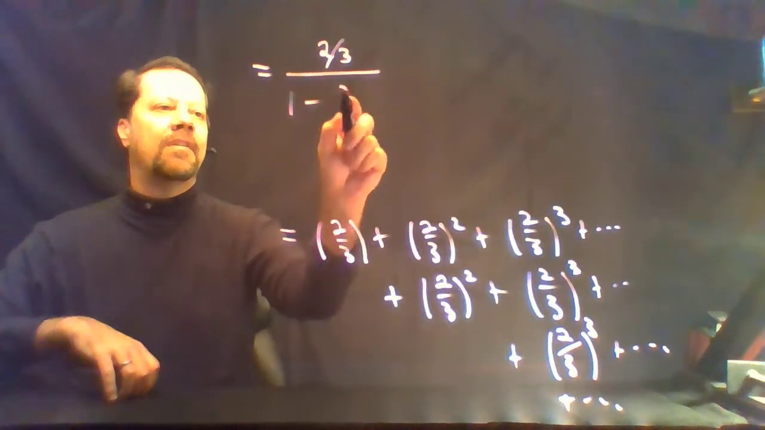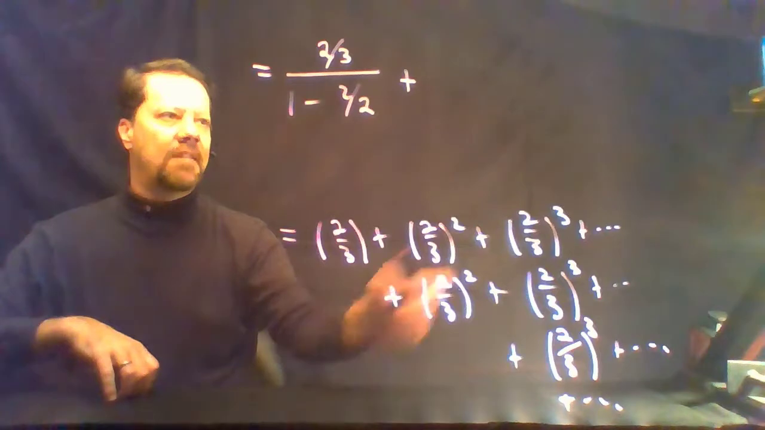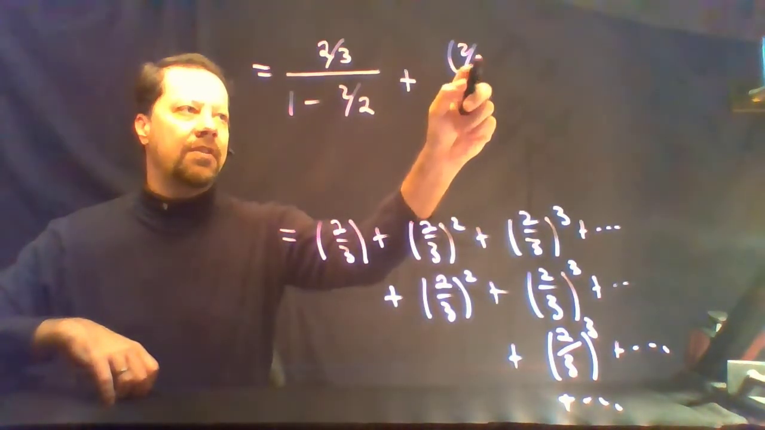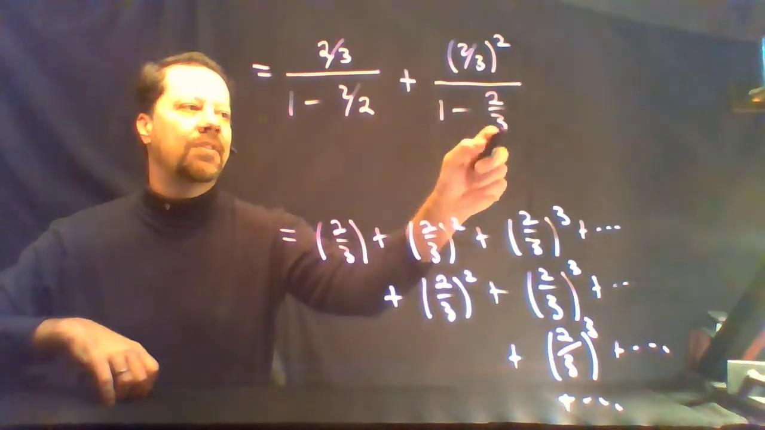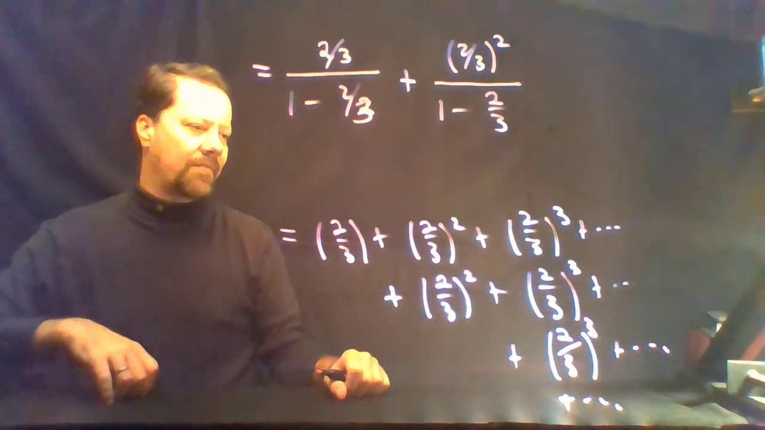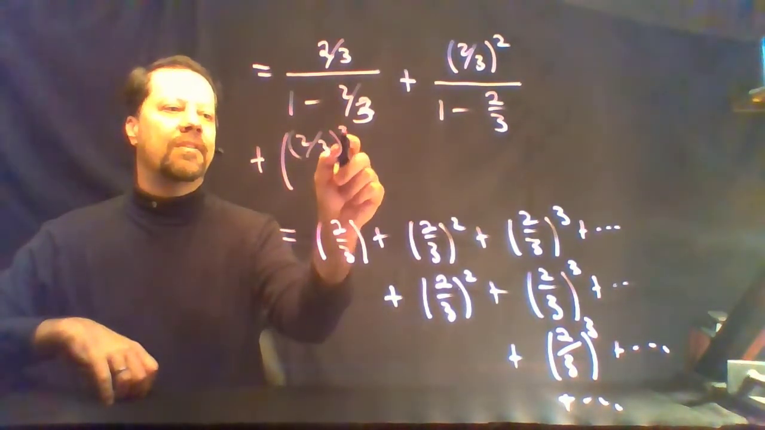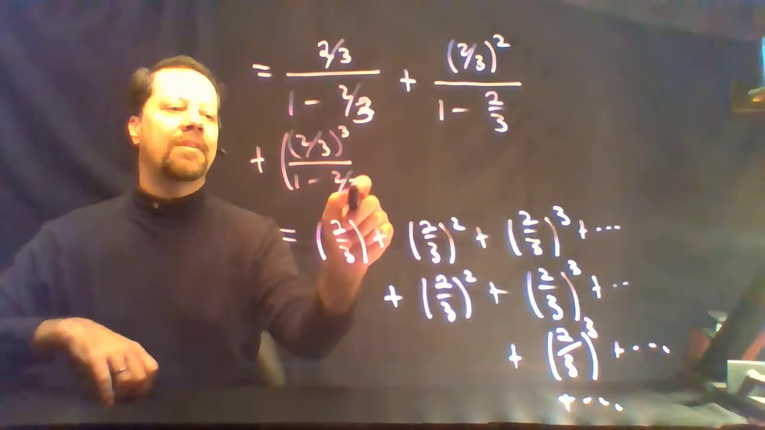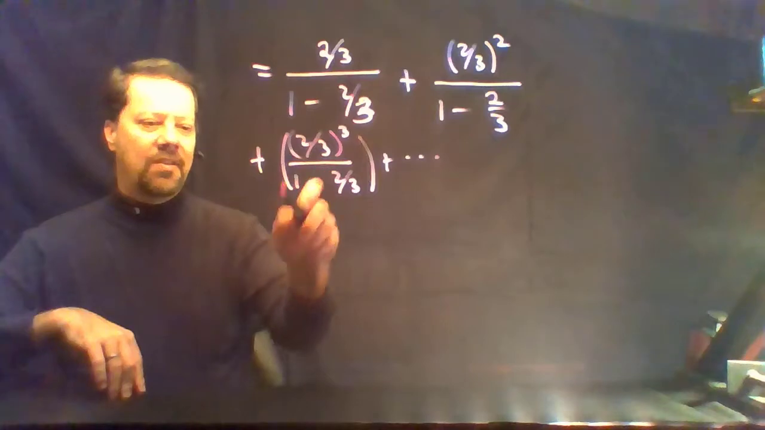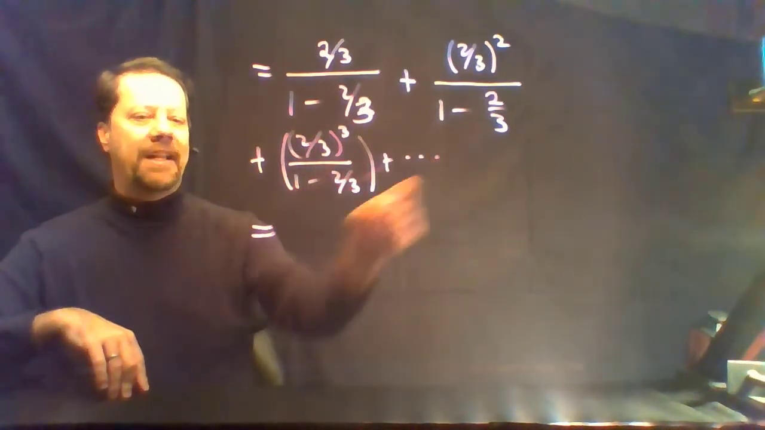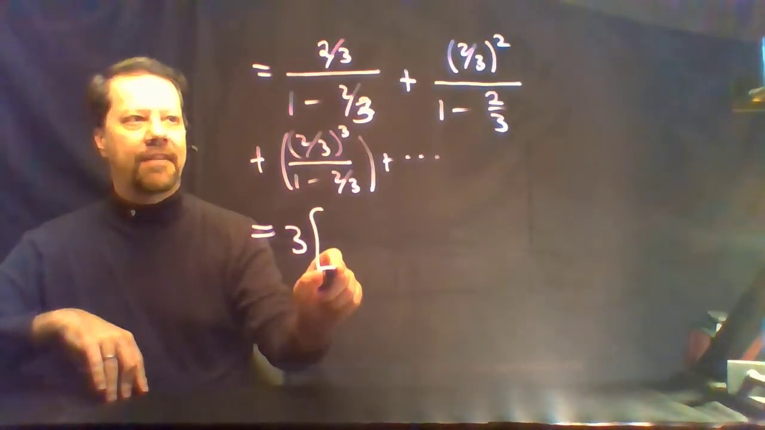2/3 over 1 minus 2/3. The second sum is the first term, 2/3 squared, over 1 minus the common ratio, which is 2/3. And then 2/3 cubed over 1 minus 2/3, and so on forever. As you can see, all of the denominators are 1/3. That gives us a factor of 3 out front.